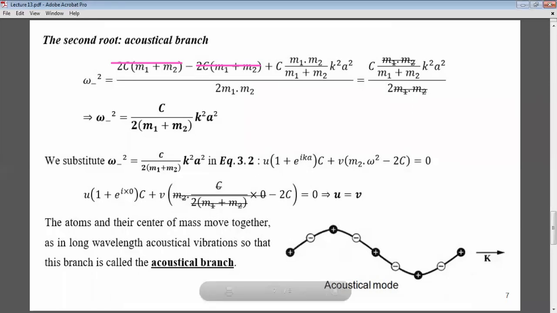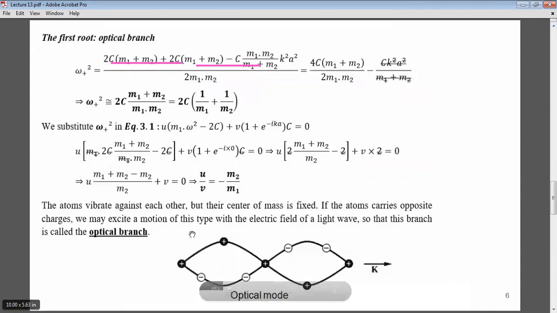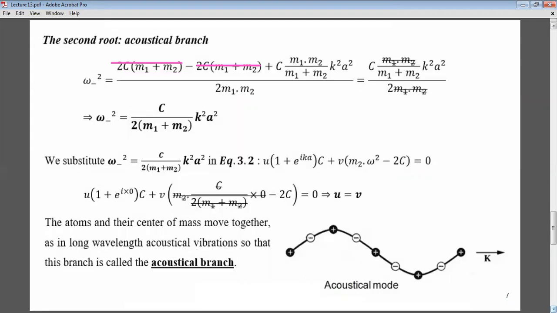So this is omega minus as a function of k, the negative one. This is omega plus as a function of k. Actually, it's not a function of k, it's constant. It's a function of m1 and m2.